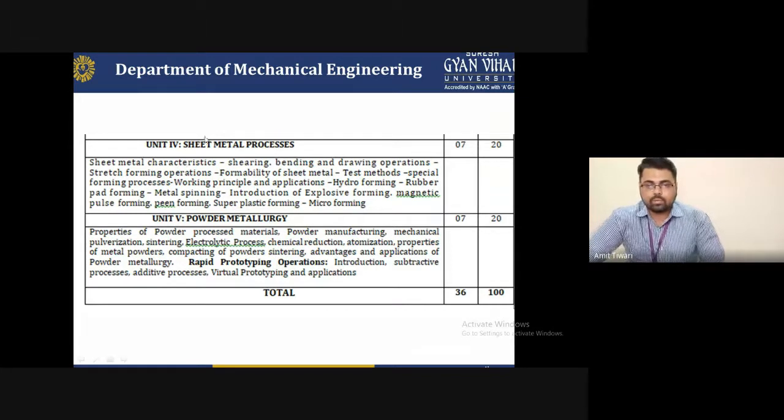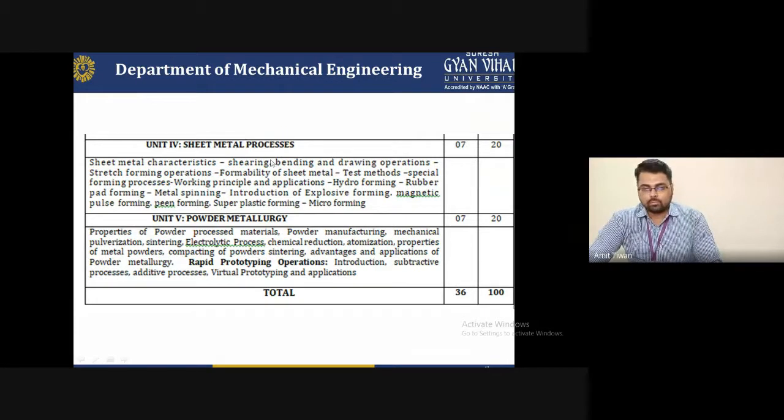In unit 4, the sheet metal processes, the contents are sheet metal characteristics, shearing, bending, drawing operation, stretch forming operation, formability of sheet metal, test methods, and special forming processes, with working principle and application: hydroforming, rubber pad forming, metal spinning, introduction to explosive forming, magnetic pulse forming, peen forming, superplastic forming and microforming. These are all discussed in unit 4, the sheet metal process.